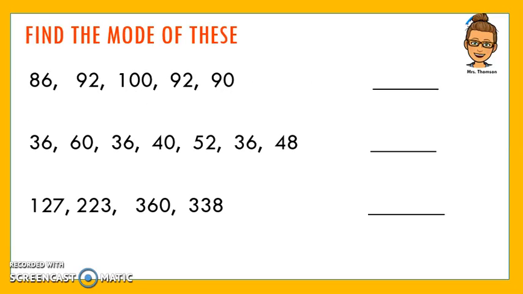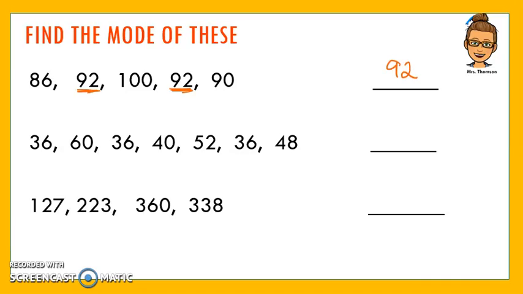So let us look at an example here. In this one, we have 86, 92, 100, 92, and 90. You notice we see 92 2 times, and we don't see any of the other numbers repeating itself. So it means that the mode is 92. It is the one that we see most frequently. All right, pause the video and try the other 2 for yourself. When you're finished, you come back and check your answers.